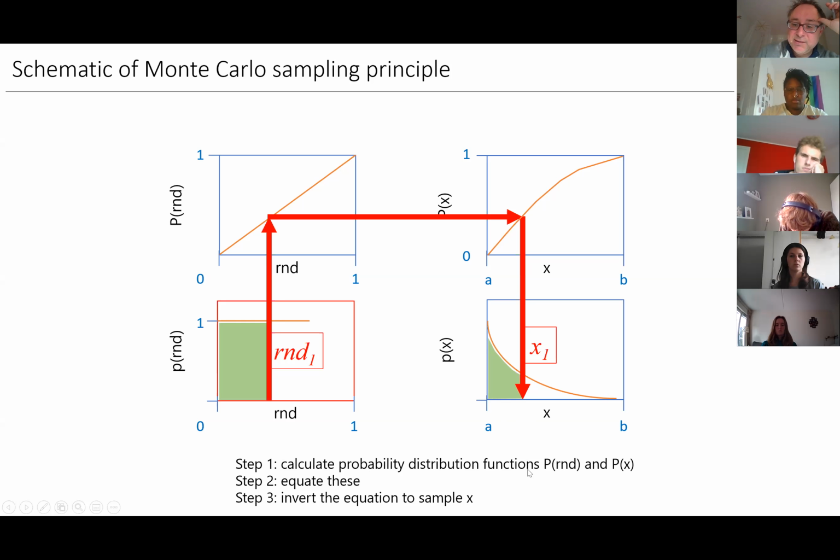So these are then the steps. You calculate the cumulative probability function for the random number, which is just equal to the random number. For the function that you're interested in, you have to calculate it. You equate these two, and then you invert the equation that you obtain to solve for x.